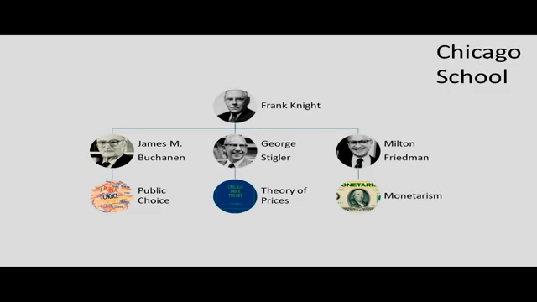The Chicago School was founded chiefly in the 1940s under Frank Knight at the University of Chicago. Knight had three extraordinary students: James M. Buchanan, who went on to found a sub-branch of political economy known as public choice; George Stigler, who wrote the seminal book on price theory, as well as developed the economic theory of regulation; and finally, perhaps one of the most famous economists of all time, Milton Friedman, who was the driving force of monetarism in the late 20th century.